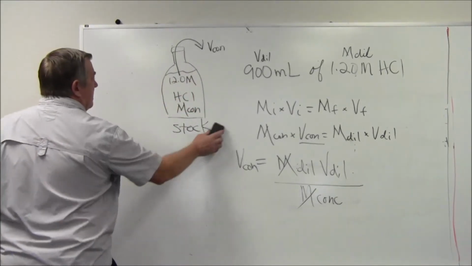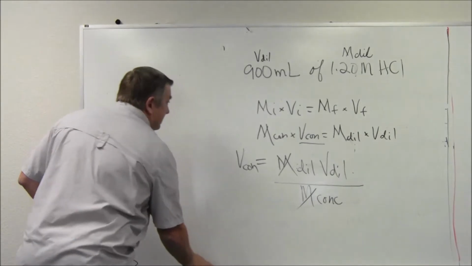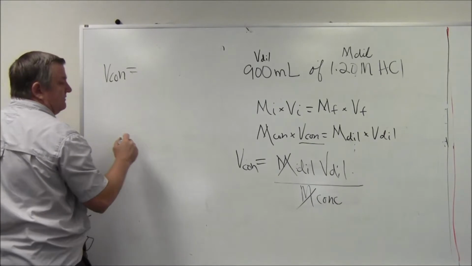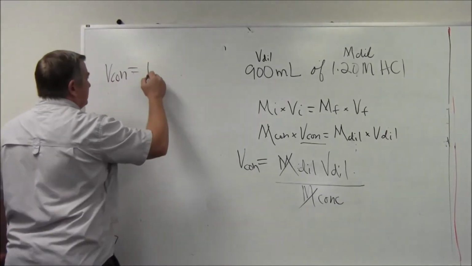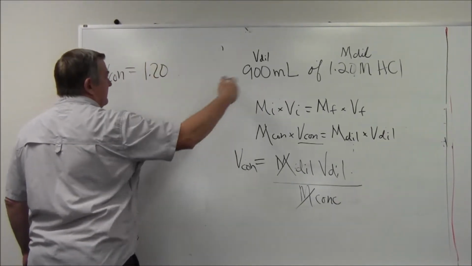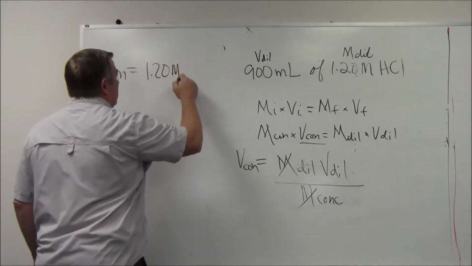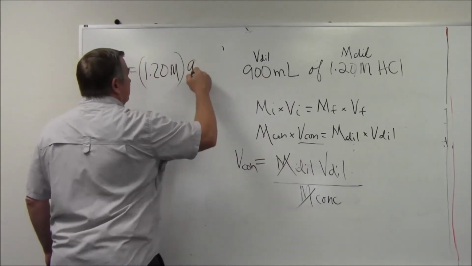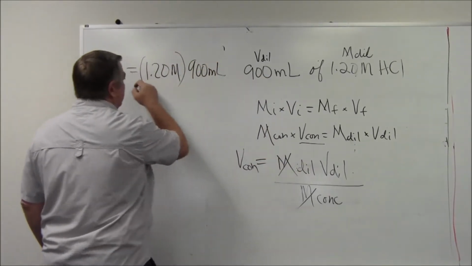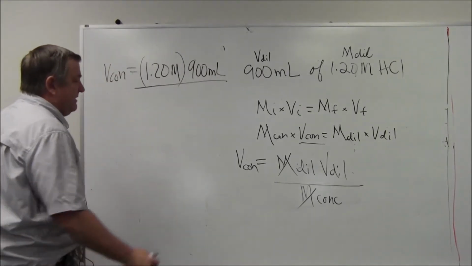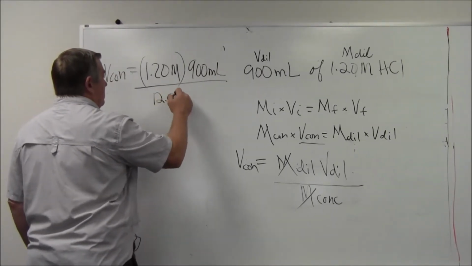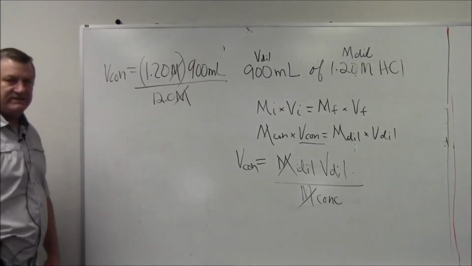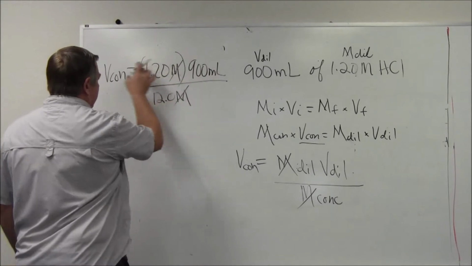So let me go ahead and get some room. And so V con equals molarity dilute, what's our desired molarity. I'll go ahead and put the M there, times volume dilute, 900 mils, because we can leave it in mils, divided by M con, 12 molar. And this is all HCl. And so you can see the molarities cancel. They're both molarity HCl. And now I'm solving for volume in milliliters.